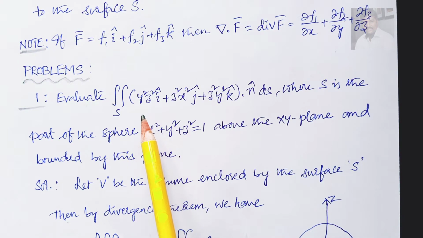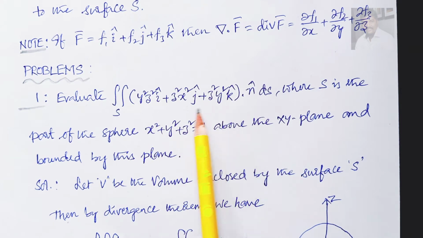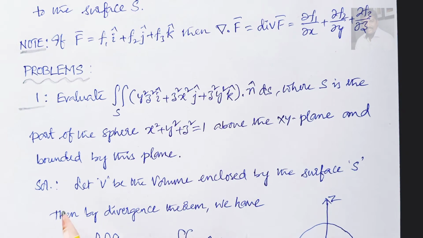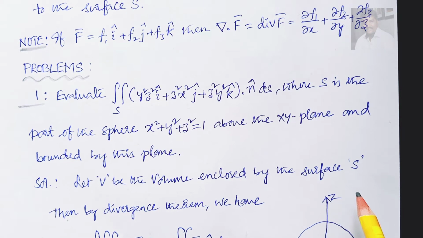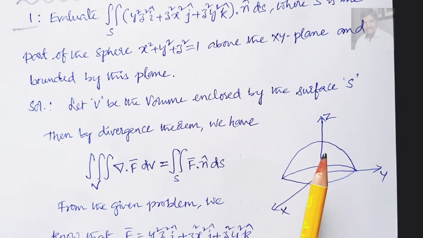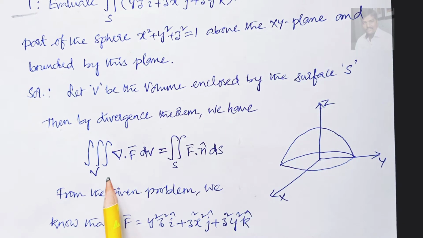If I compare this with F bar dot n bar dS, this is the F bar from the given problem. Now let us come to the solution. Let V be the volume enclosed by the surface S. So now by the divergence theorem we have this.